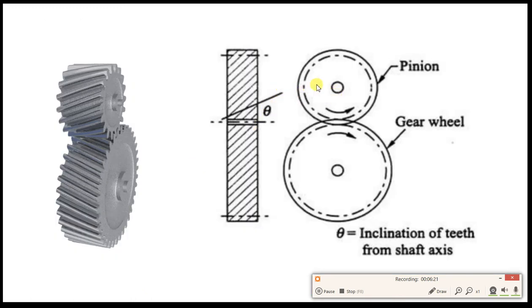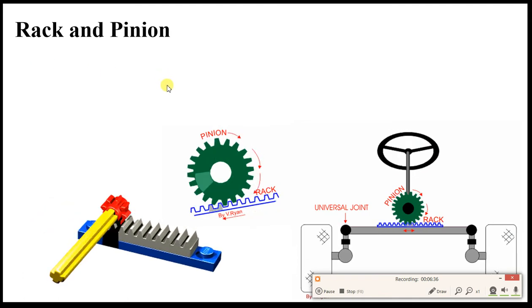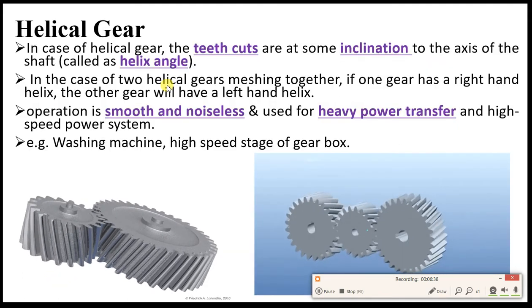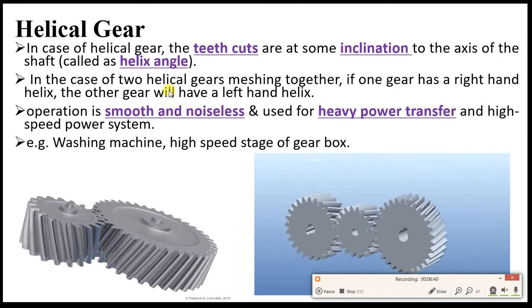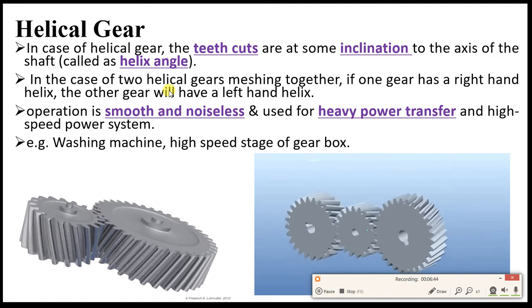Here you can see the front view and side view. When a question is asked in examination, you can draw this diagram. Now next is rack and pinion. Just one point is left. You can see here, when one gear rotates, another gear which is engaged to it will also rotate.